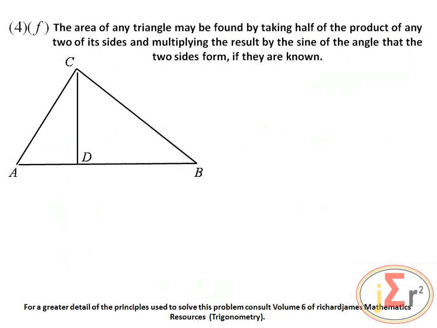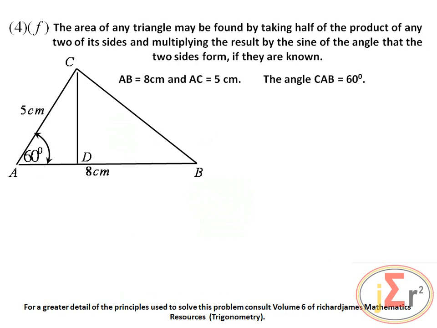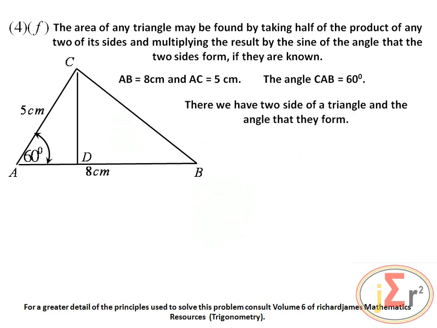The area of any triangle may be found by taking half of the product of any two of its sides and multiplying the result by the sine of the angle that the two sides form, if the two sides are known. So let us do that. AB is equal to 8 centimeters and AC is equal to 5 centimeters. The angle CAB is 60 degrees. There we have two sides of a triangle and the angle that they form.